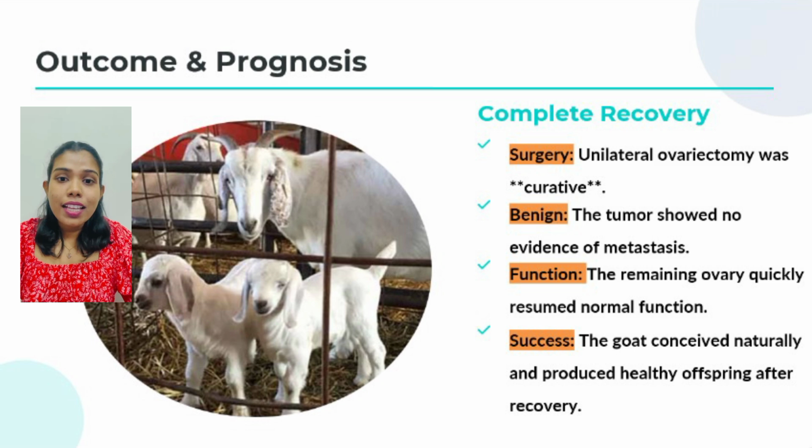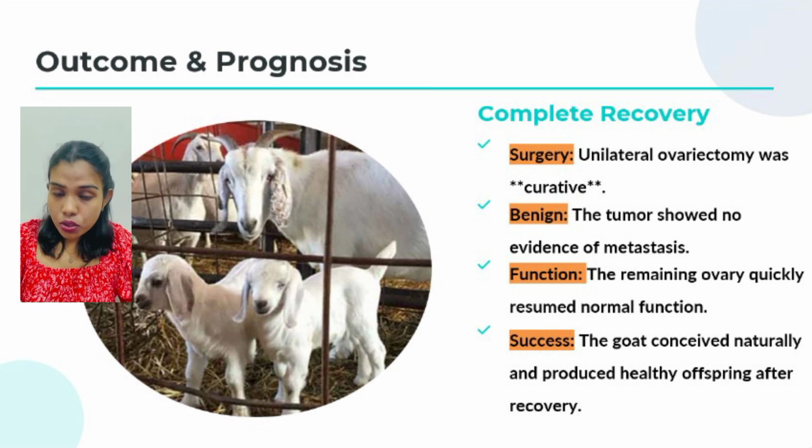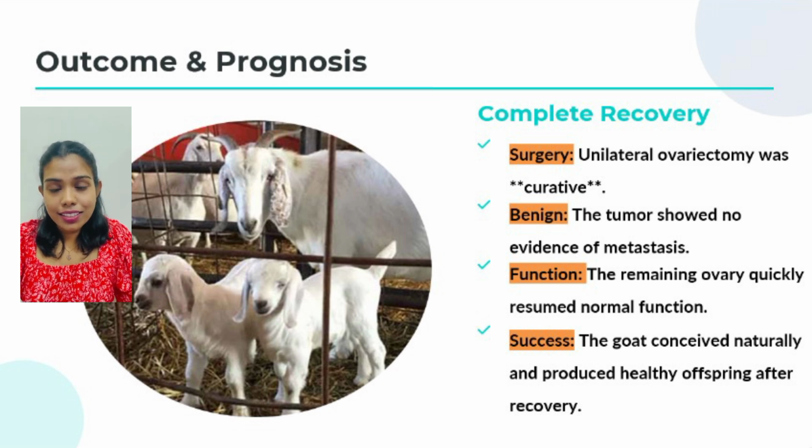The good thing was that the tumor was benign, and once the affected ovary was removed, the goat recovered well and she returned to normal cyclicity, conceived naturally and produced healthy offspring. So unilateral ovariectomy has a good prognosis in such cases.